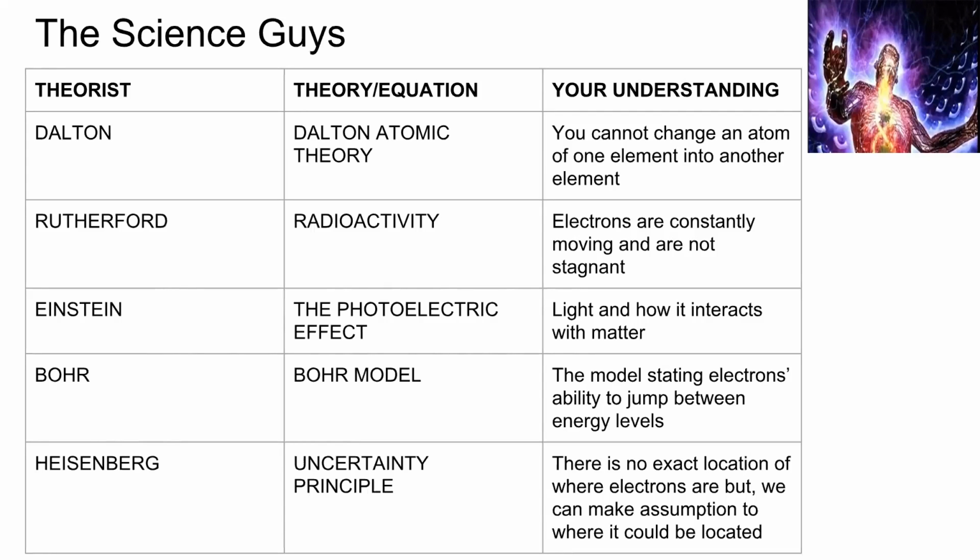Einstein's photoelectric effect. He talked about light and how it interacts with matter itself. And Bohr's model states that electrons can jump between energy levels. So, you know, n equals 1 jumps to n equals 5. That would be Bohr. And Heisenberg's uncertainty principle is that we don't know where the electron is exactly, but we can give an assumption of where it could be.